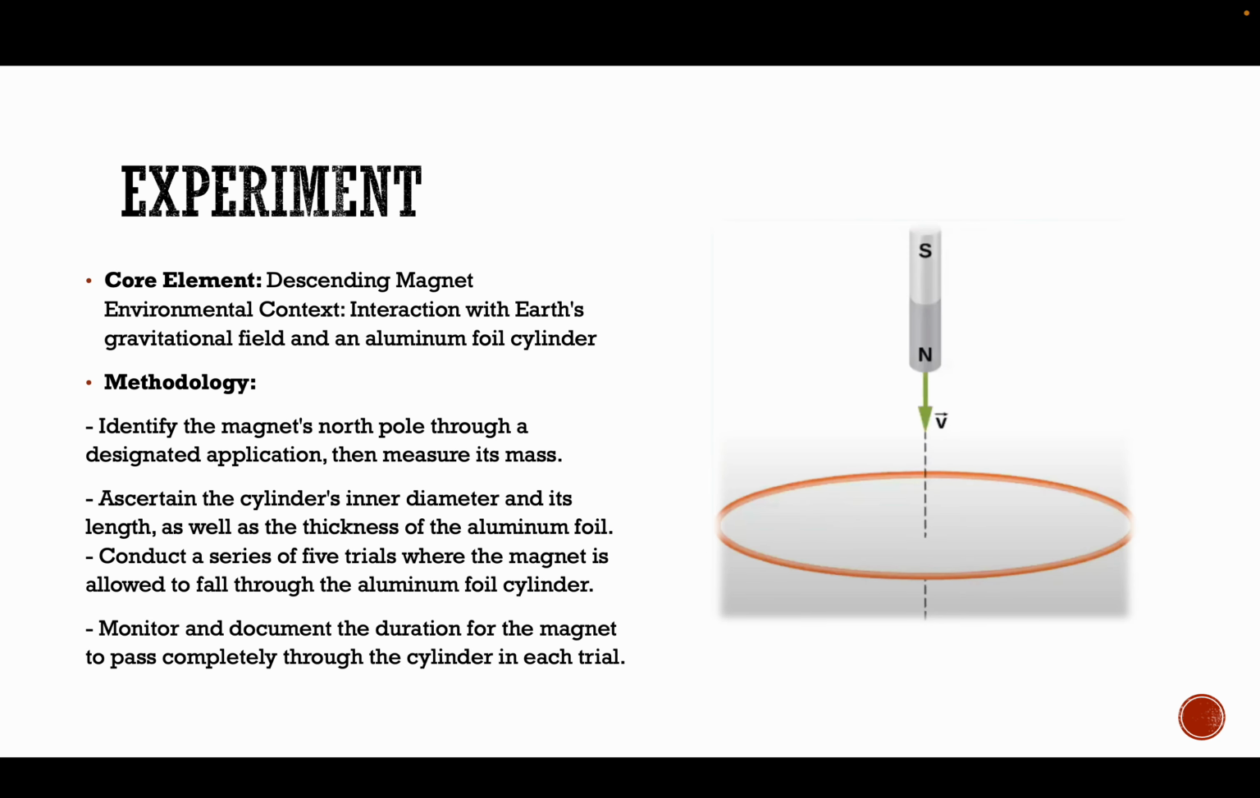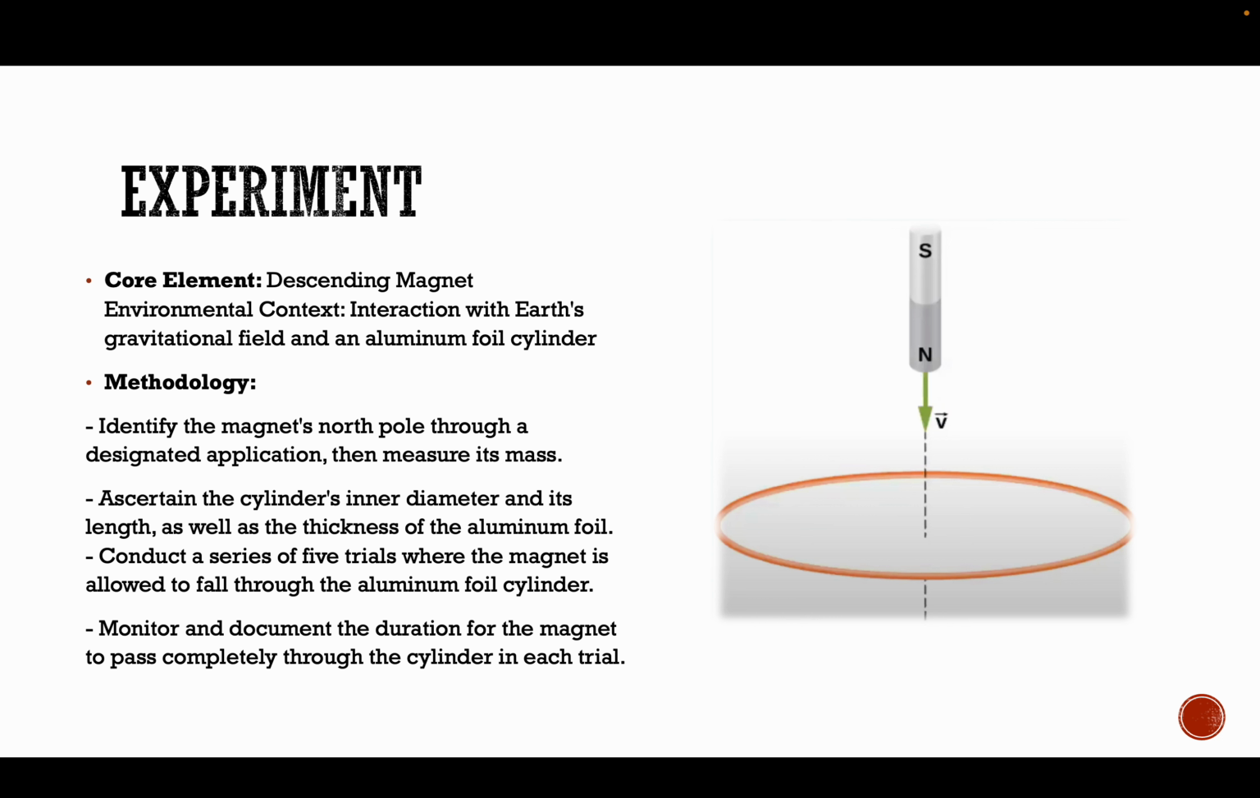For the experiment, we have our descending magnet, the environmental context, basically interaction with the Earth's gravitational field, and the aluminum foil cylinder. Our methodology is that we're going to identify the magnetic north pole through a designated application, and then measure its mass. Then ascertain the cylinder inner diameter and its length, as well as the thickness of the aluminum foil.